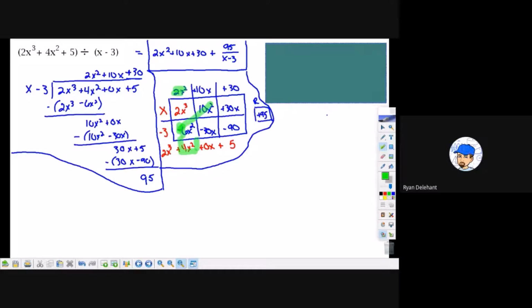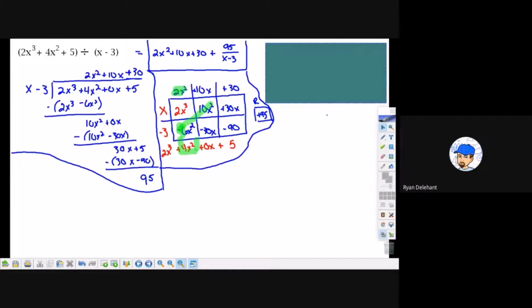Did anybody get that one right? I didn't give you a ton of time. We're going to talk about two theorems that go with this. We're going to talk about what's called the factor and the remainder theorem. So let's talk factors first. Is x minus 3 a factor of the bigger polynomial?